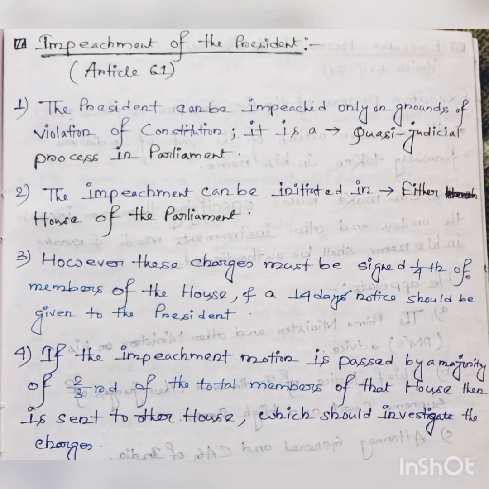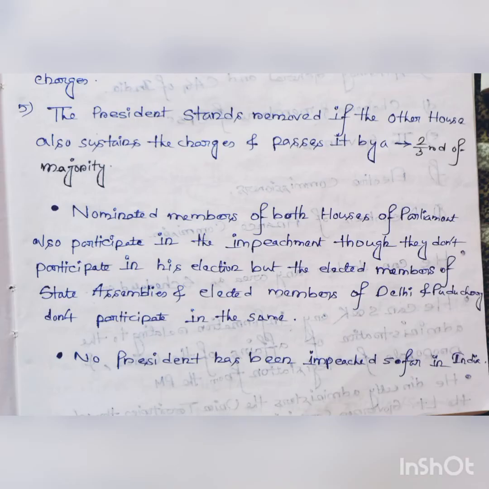Number 4, if the impeachment motion is passed by a majority of 2/3 of the total members of the House, then it is sent to the other House, which should investigate the charges. Number 5, the President stands removed if the other House also sustains the charge and passes it by a 2/3 majority.